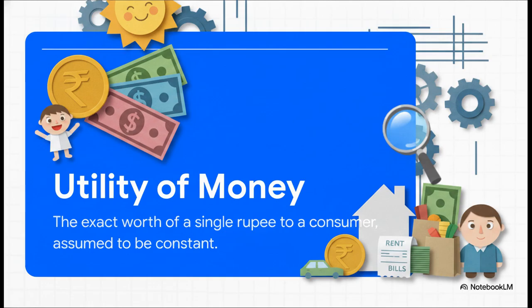Simply put, it's what one single rupee, or $1, is worth to you personally. When you were a kid, a single coin felt like a fortune, right? As an adult, its value changes. But to keep our mathematical model from completely falling apart, economists assume that for any given scenario, the worth of a single unit of currency to a consumer remains completely constant.